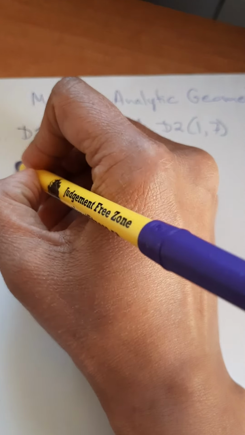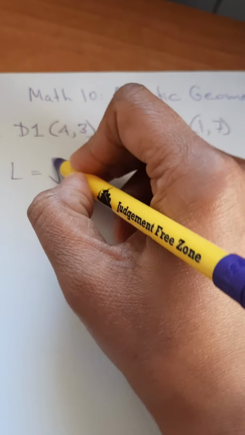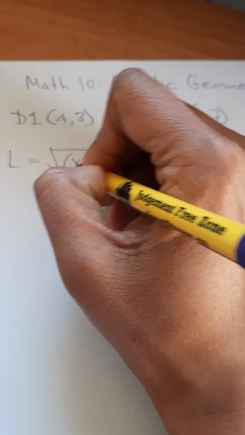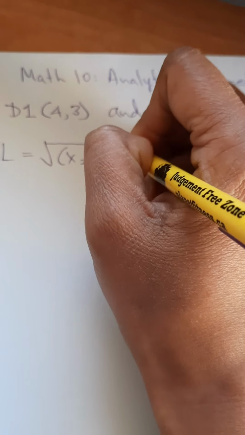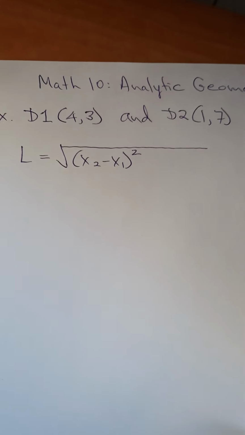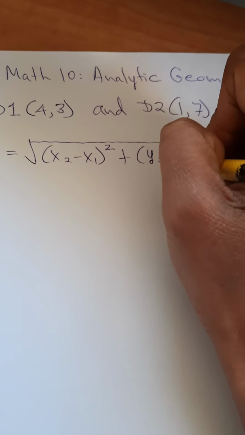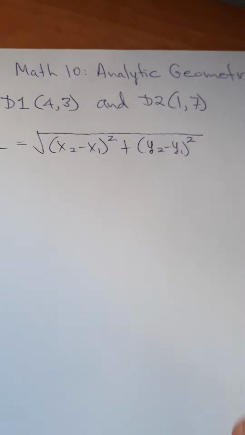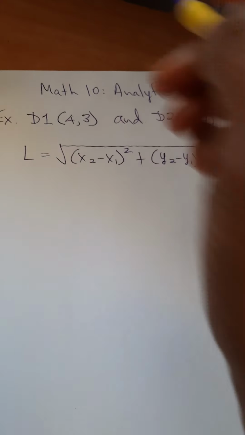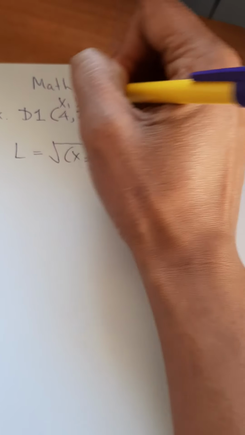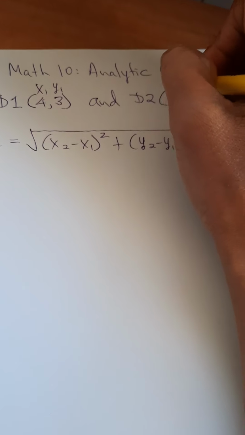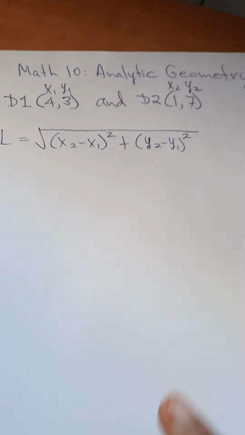Okay, we're going to put it into the formula for length. I'm going to write the formula out. Make sure you are memorizing all of these formulas. So it's x2 minus x1 whole squared plus y2 minus y1 whole squared. If you get confused, I always label my 2 points. That's x1, y1 and x2, y2.